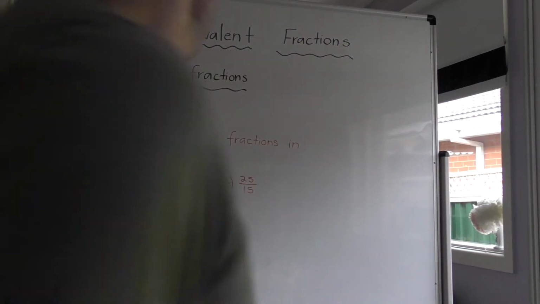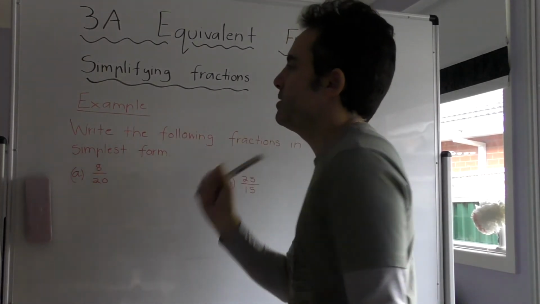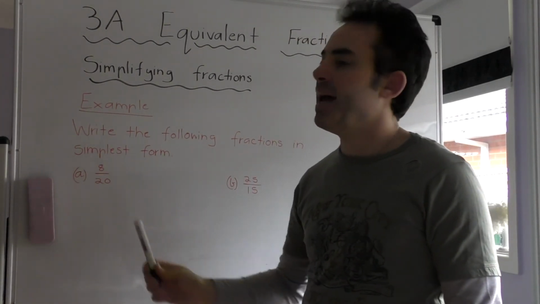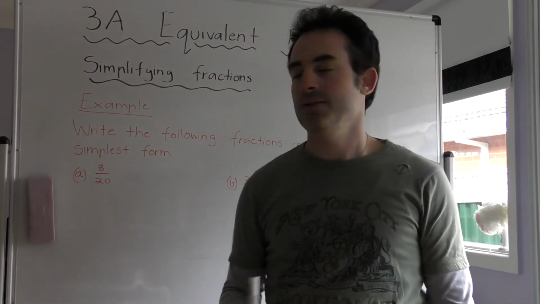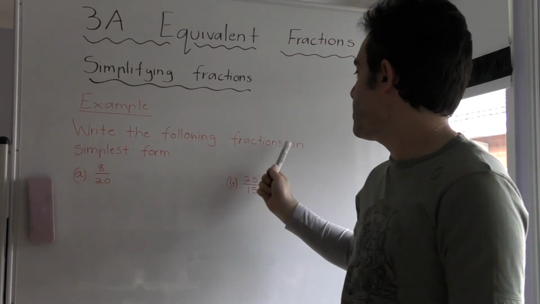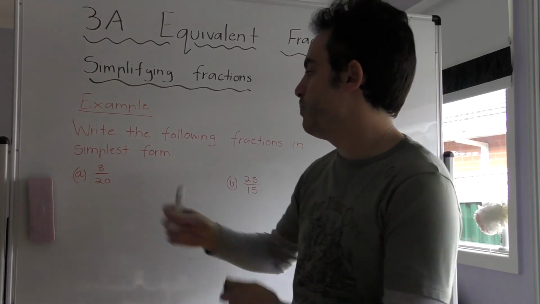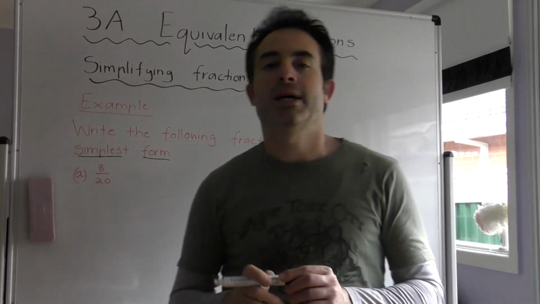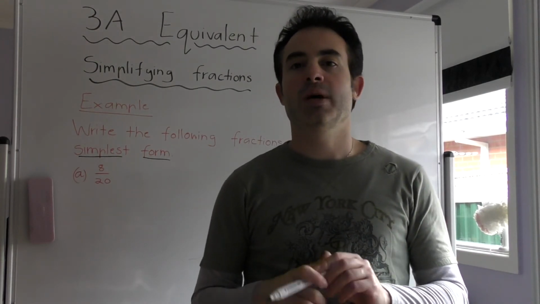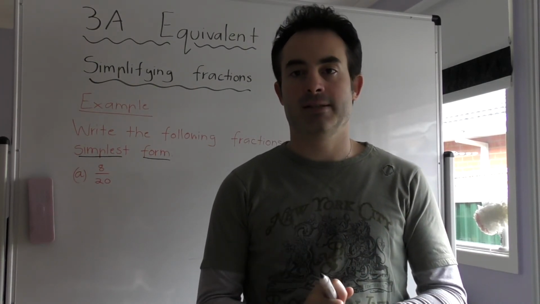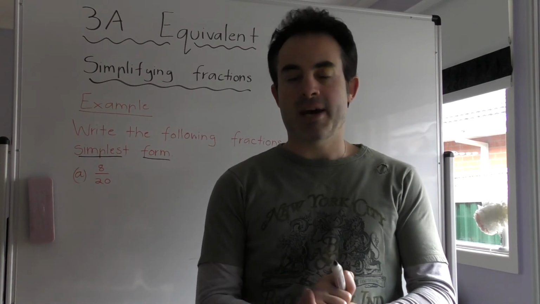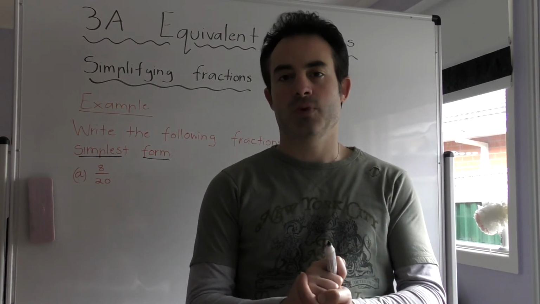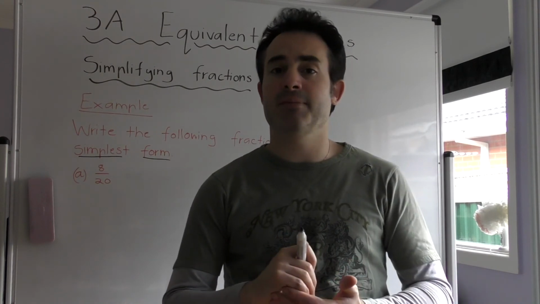Alright, so moving on now to simplifying fractions. In this example, we're going to be looking at how we simplify fractions. Okay, so it says write the following fractions in simplest form. Now what we need to do here is think about our factors. But before we think about our factors, I just want to show you one way that you can do this, just so you get a better understanding of what it is.